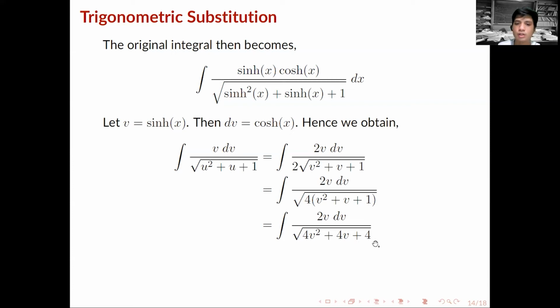And now, notice that 4 can be written as 1 plus 3, where 3 together with these two terms, 4v squared plus 4v, will form a perfect square, which can be written as the quantity 2v plus 1 squared. So we can rewrite this integral as this.